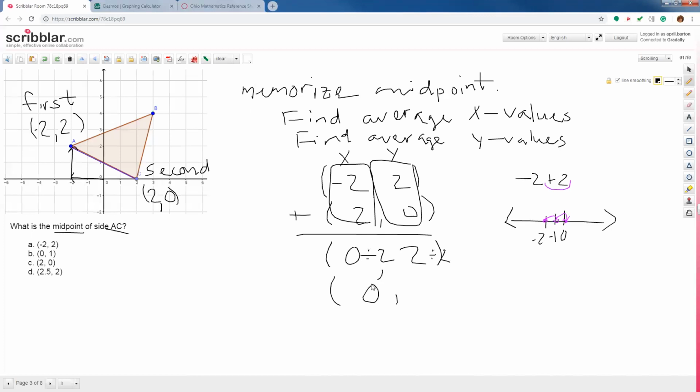And what do we get when we do 2 divided by 2? 1. Good. So 0, comma 1 is our midpoint. It's the middle. And you can even kind of visually see it. Sometimes it's easier to even just look at it and say, well, what looks like the middle of the line? Kind of looks like it's right there. Only one of the options is in the middle.